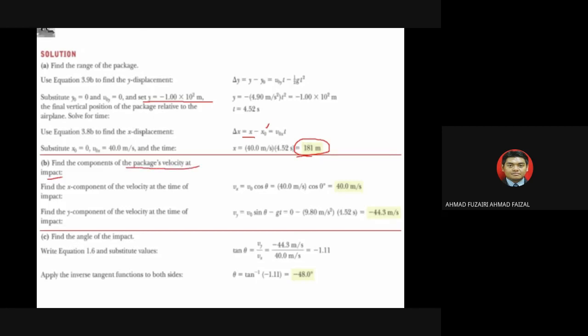For B, find the components of the package velocity at impact. Find the x component of velocity at the time of impact. So vx, from the equation vx equals v naught cos theta, equals 40 meters per second times cos 0, equals 40 meters per second. And vy equals v naught sin theta minus g t, equals 0 minus 9.80 meters per second squared times the time 4.52 seconds. So we have negative 44.3 meters per second.